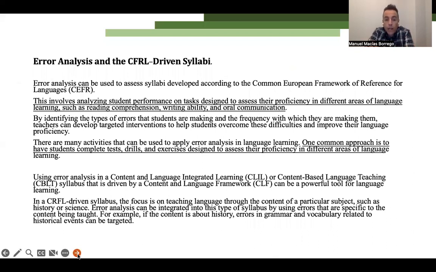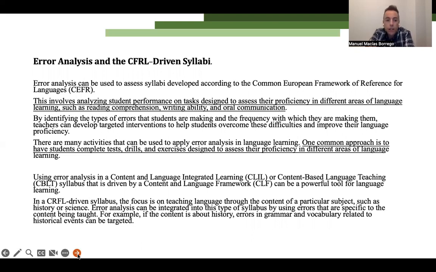Then what happens with error analysis in Common European Framework-driven syllabi, which are the most common syllabi here in Spain? Error analysis can be used to assess syllabi developed according to the Common European Framework of Reference for Languages. This involves analyzing student performance on tasks designed to assess their proficiency in different areas of language learning, such as reading comprehension, writing ability, oral communication, or oral or written mediation, by identifying the types of errors that students are making and the frequency with which they are making them.